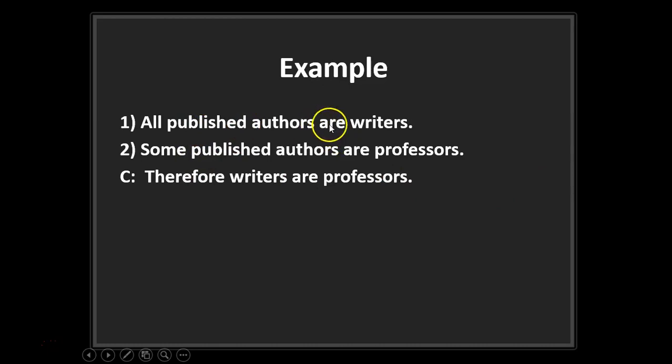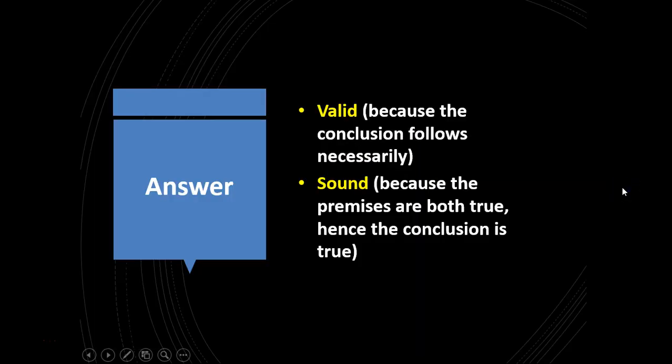All published authors are writers, and some published authors are professors. Therefore, some writers are professors. Assuming these two are true, would that conclusion follow necessarily? Yes, it would. So this argument's valid. And then is this true? All published authors are writers? Yes. Some published authors are professors. That's true as well. Therefore, some writers are professors. That's true as well. This argument's valid and sound.